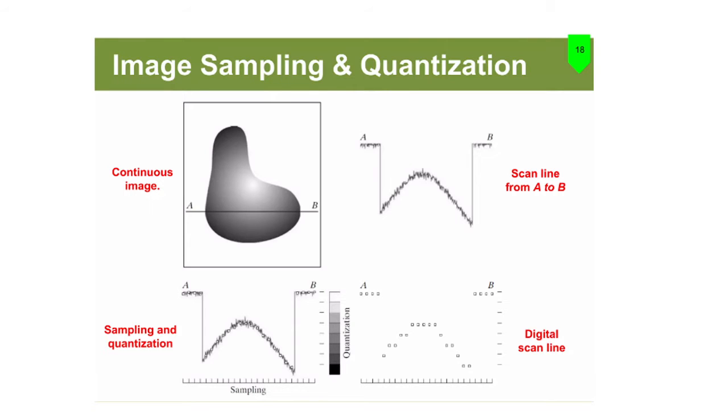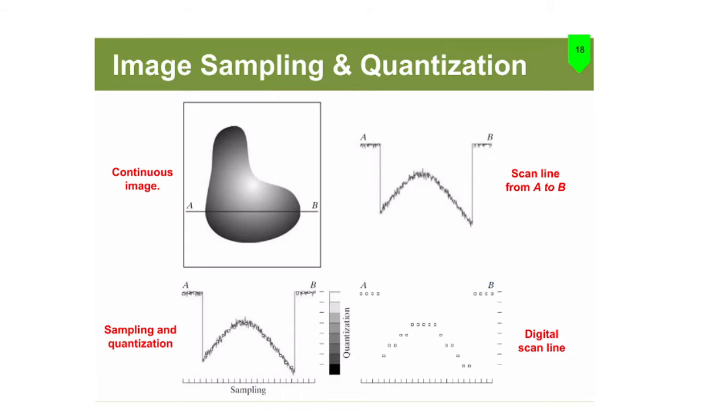Here you see the image. First, this horizontal line A comma B represents an axis. Here we have one waveform between the same points A and B. What does this waveform actually represent? That is the gray level transitions. What is the value of gray level here?